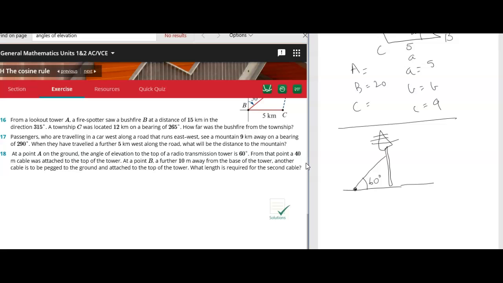Okay. At a point A to the ground, the angle of elevation, so I got that right, 60. From that point, a 40-meter cable was attached to the top of the tower. I'm going to say that's there. At point B, a further 10 meters away from the base. So it doesn't really say it's not that side, but I'm assuming it's here because I can always check the answer. Another cable is to be pegged to the ground and attached to the top of the tower. What is the length required for the second cable?